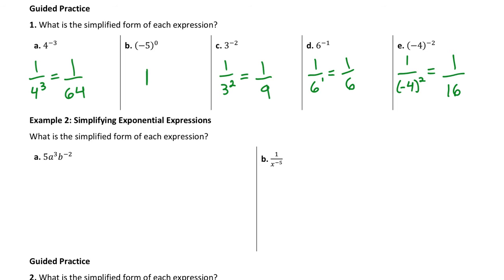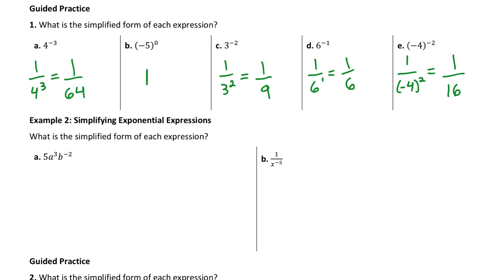Okay, so for a, I would rewrite that as the reciprocal, 1 over 4 to the third power, which is really 1 over 64, because 4 to the third power is 64. Part B, this becomes 1, positive 1, because the negative 5 is in parentheses. For part C, 3 to the negative second power becomes 1 over 3 to the second power. 3 to the second power is 9, so 1 over 9. Next one, reciprocal, because it's a negative power. 1 over 6 to the first power is 1 over 6. For E, 1 over negative 4 to the second power, 1 over 16.